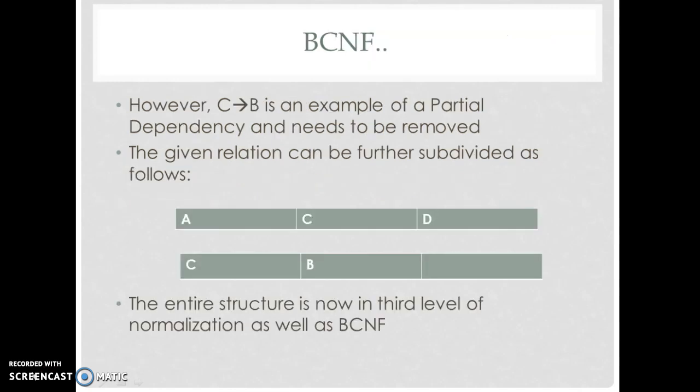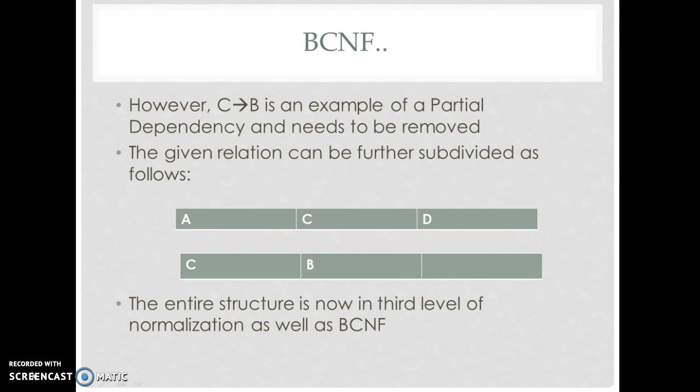However, we notice that we have now introduced a new problem. The complete primary key A and C is helping us in determining column D. However, a part of this primary key, that is C, is helping us in determining a column B. So this is classified as a partial dependence, and we know that having partial dependencies violates the rules for second level of normalization. Therefore, in order to convert the form once again back into second level of normalization, we need to remove the partial dependency and create a separate table for it.